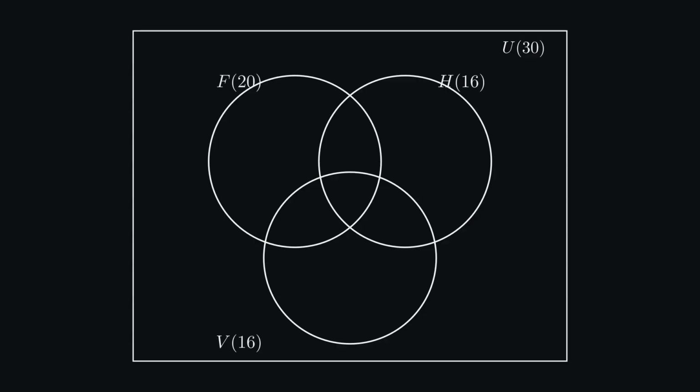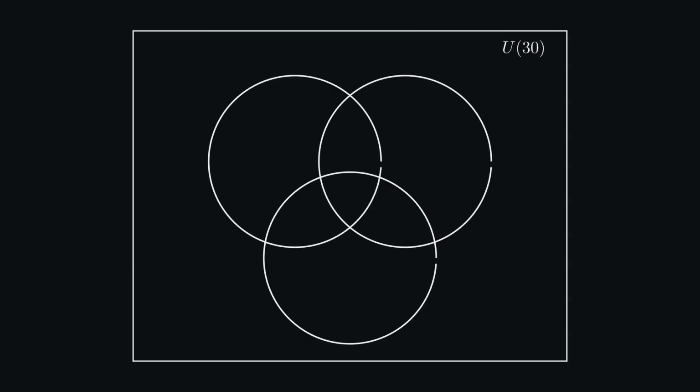We draw 3 overlapping circles representing football, hockey, and volleyball. Starting from the center is important because 9 students play all 3 games.